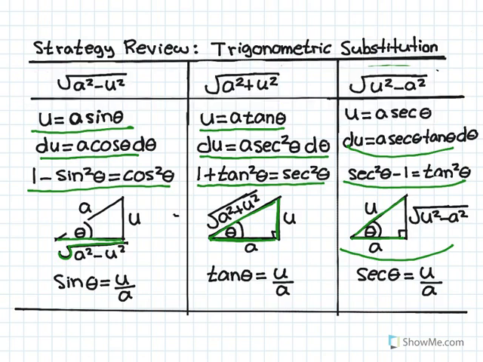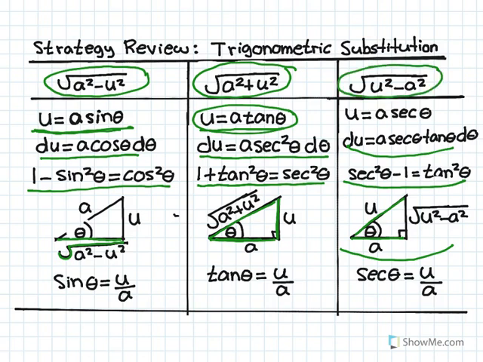I need to make some corrections to the last video. Due to a software glitch, the top row was faded out. If your integral contains the root of a squared minus u squared, that is constant squared minus variable squared, then you will apply the trig transformation u equals a sine theta. Similarly, if your integral is the root of a squared plus u squared, constant squared plus variable squared, you will apply u equals a tangent theta. And lastly, if your integral contains the root of u squared minus a squared, variable squared minus constant squared, you will apply the trig transformation u equals a secant theta.